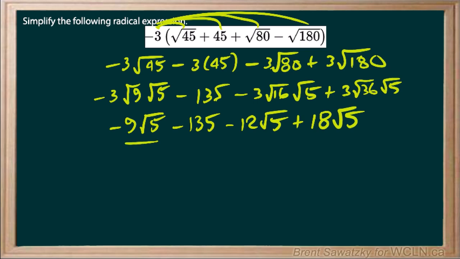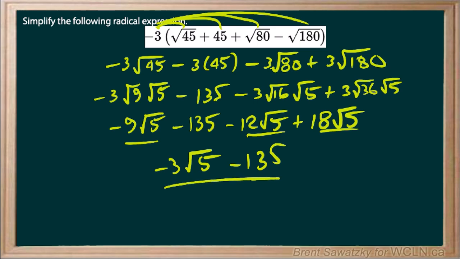We do have like terms here. And so we can bring all those root 5s together and we end up with minus 3 root 5. And then we have that 135 by itself at the end. And that would be our final answer.